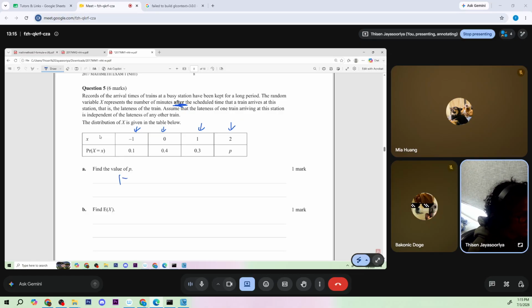To find out the value of p, we know that the sum of the probabilities must add up to 1. So here, if I add up the probabilities, they must add up to 1. So that means p is just going to be 0.2 here. So I'm going to put 0.2 into this little box.